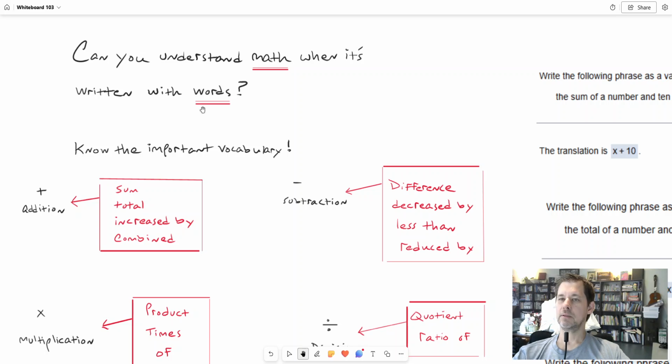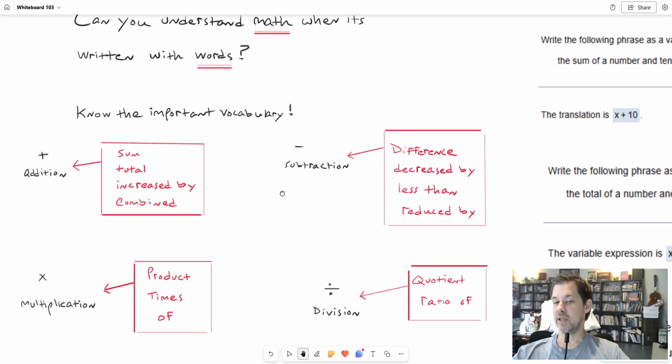All right, everybody. One of our assignments deals with the question at the top of my whiteboard: can you understand math when it's written in words? What I mean is we'll take a statement or description written in words, and then translate that into an equation or symbols or something along those lines. Now, I think you can do that if you know the vocabulary.